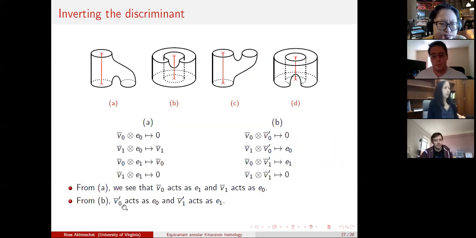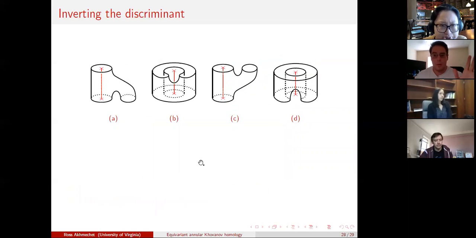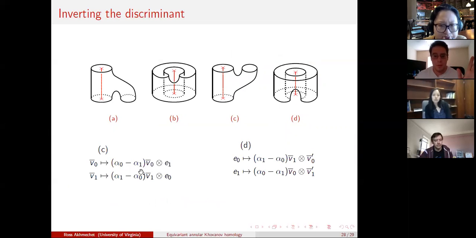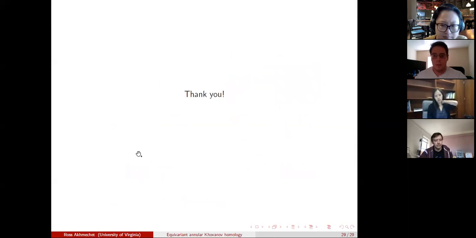elements decorated by primes, but essentially with respect to these elements, the formulas are exactly the same as if you forgot the fact that the cobordisms are in the annulus. And the same thing happens for these split cobordisms. So V null goes to V null tensor E1, and V null kind of acts like E1. And so there's no difference in the chain complexes besides the annular grading. And that's all. Thank you.